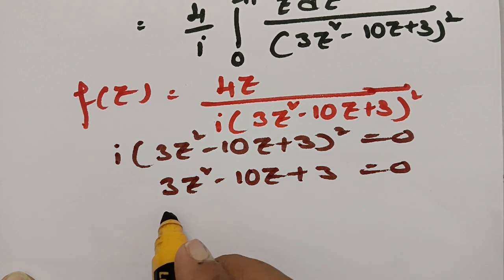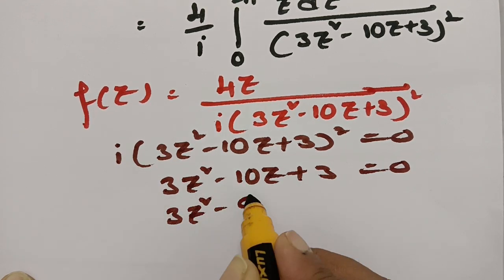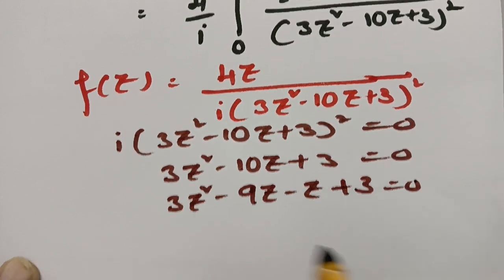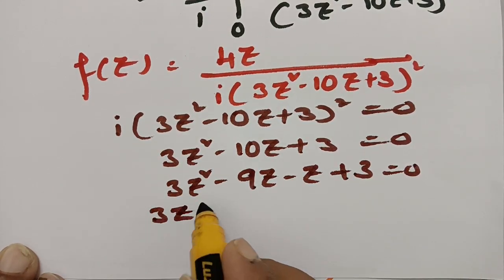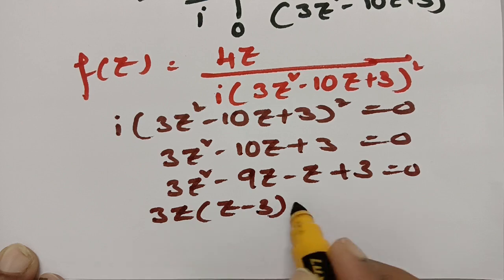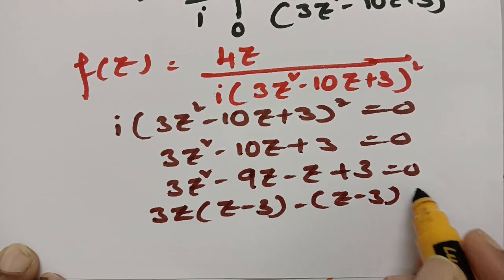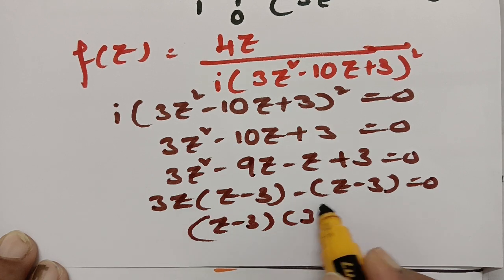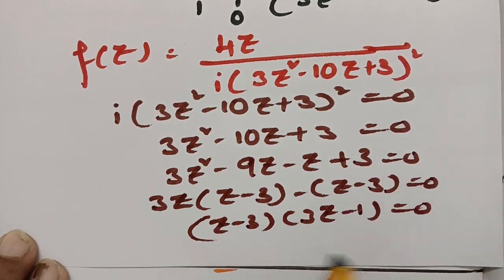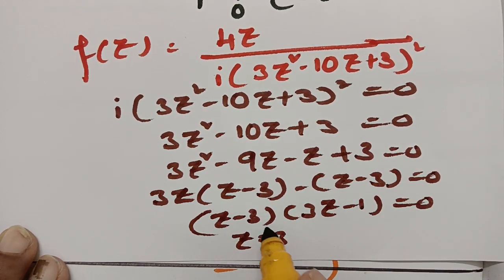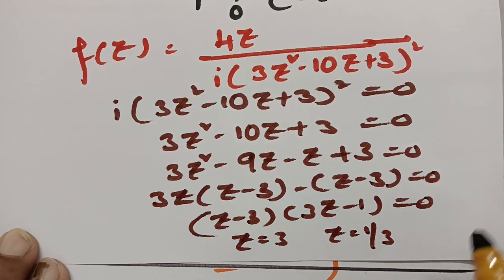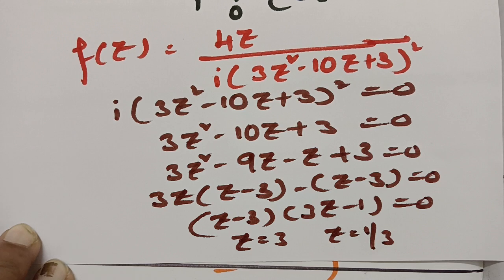3 3s are 9, and this can be written as minus 9z minus z plus 3 is equal to 0. So if I take 3z common, this will be z minus 3. If I take minus common, this will be z minus 3. So z minus 3 into 3z minus 1 is equal to 0. So here z is equal to 3, and if I equate this, z is equal to 1 by 3. So these are the two poles of order 2.